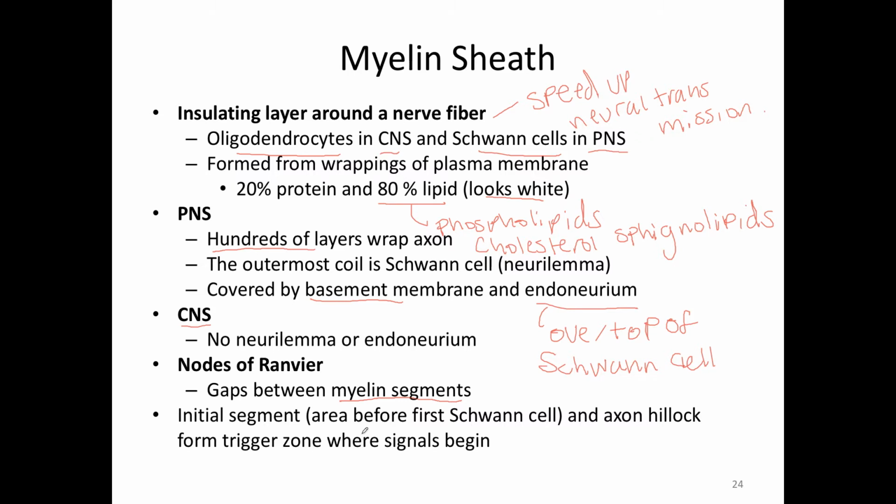And the initial segment, which is the area before the first Schwann cell, and the axon hillock form the trigger zone where signals begin. So if we have a cell body, and I'm going to make it a multipolar neuron kind of awkwardly here. There we go. And then there's our axon hillock, and myelin starts here. And then we have a node, and then another myelin bit. So these are going to be Schwann cells. The initial segment and axon hillock is this bit right there.